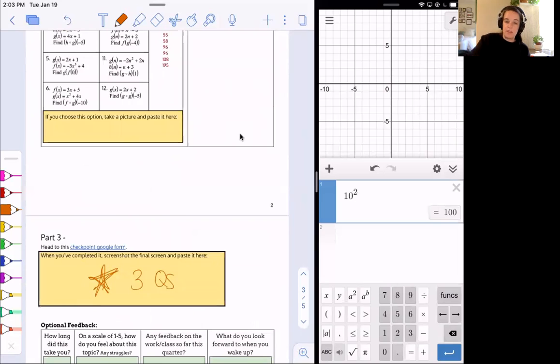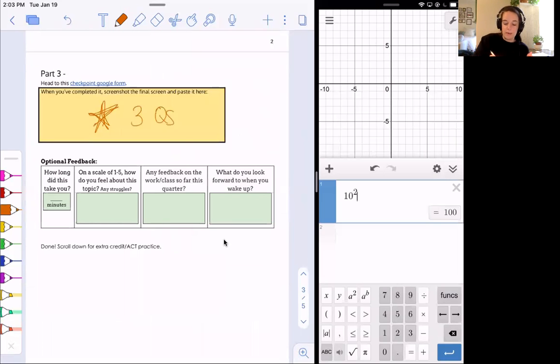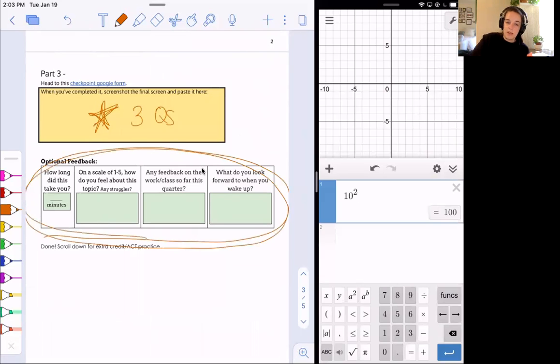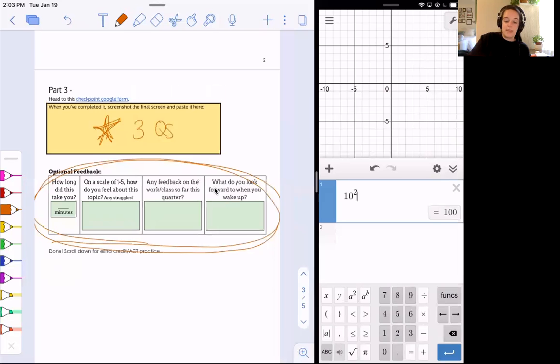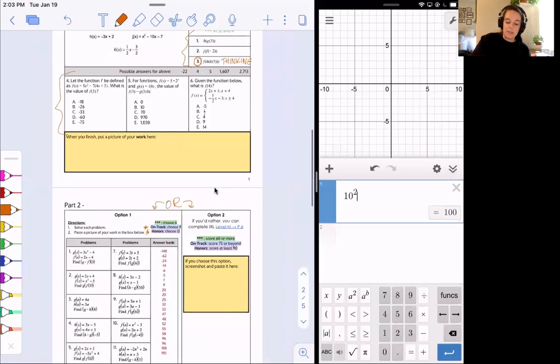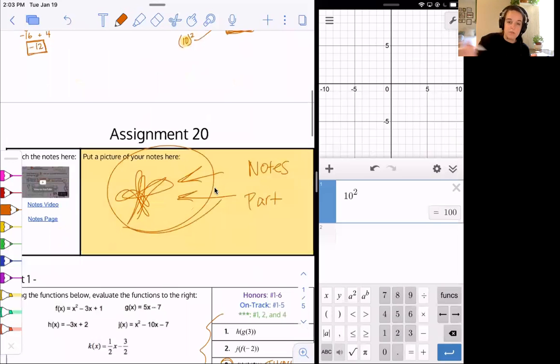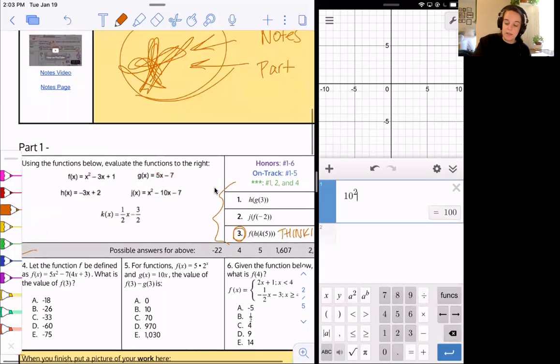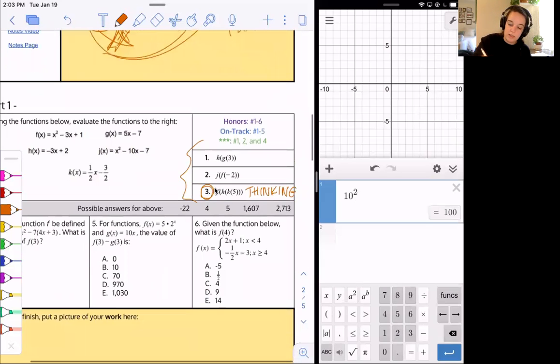Okay. These optional ones here, I would love to hear your feedback because we have switched up some things, but this is optional. That's why the boxes are green rather than yellow. If you only do one part, like you took notes, sweet, turn it in.